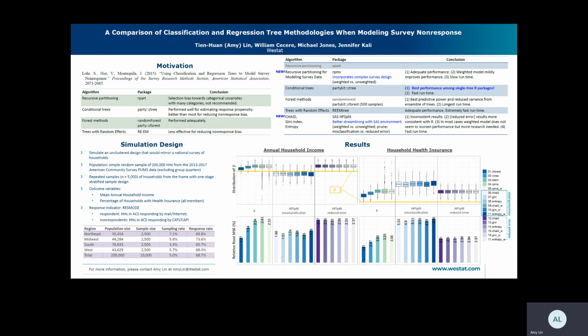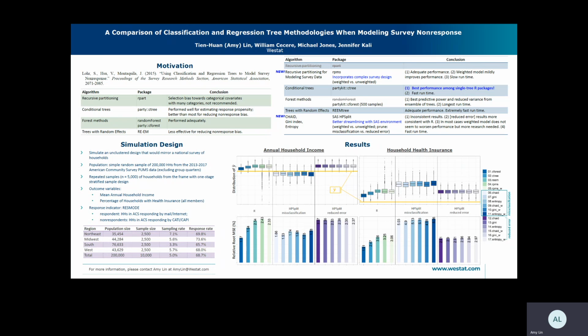So similar to Lohr et al., we found favorable results for C-tree and C-forest. C-forest had the best predictive power and the least variance, but it takes the longest to run. C-tree, on the other hand, runs pretty fast, and it had the best performance out of all the single-tree R packages. As for SAS HPSPLIT, we found mixed results.